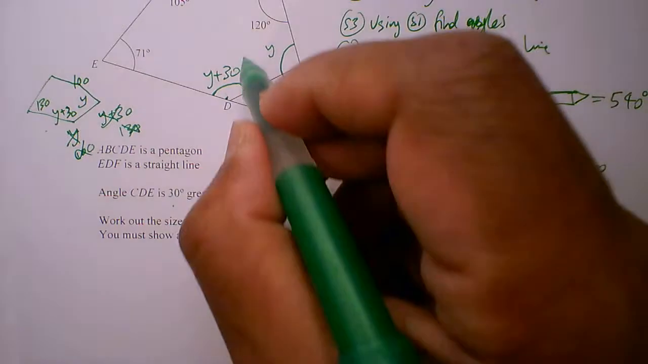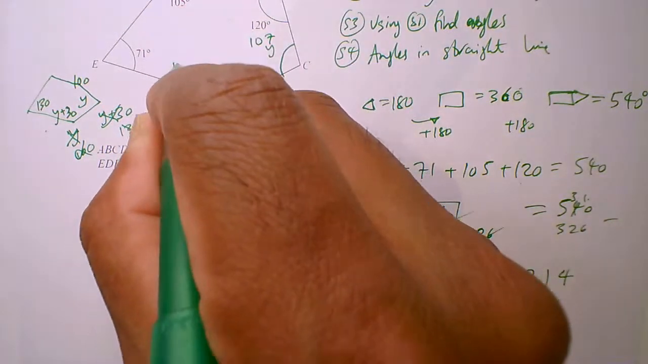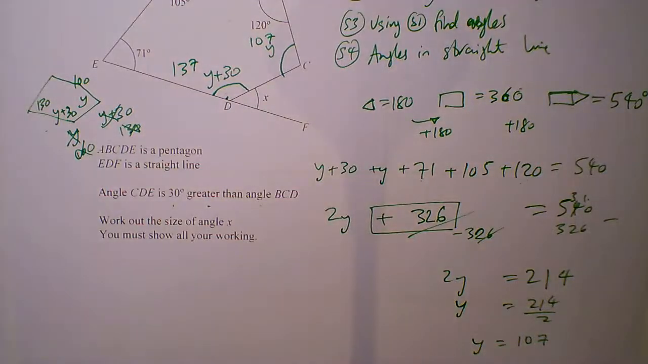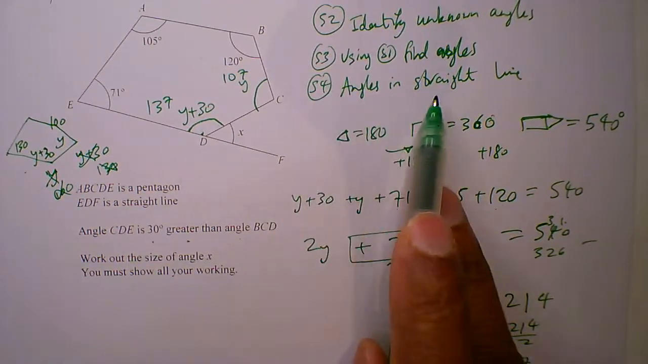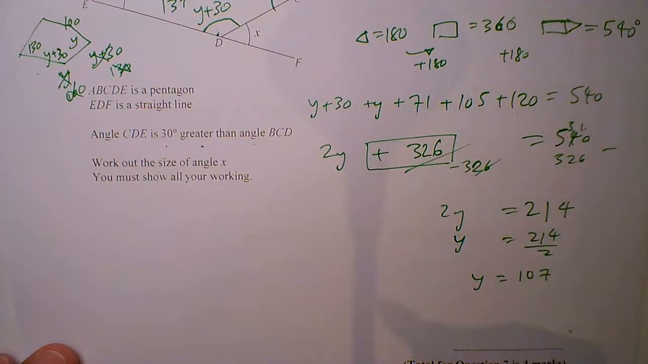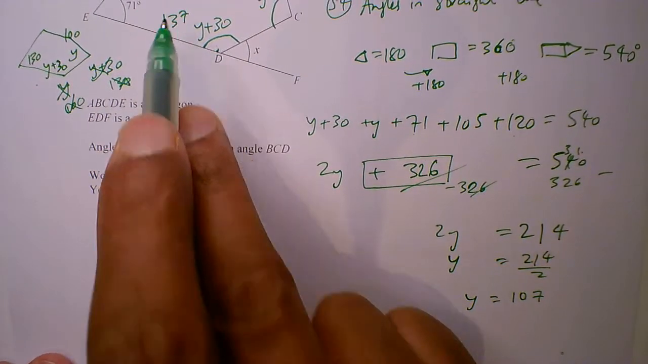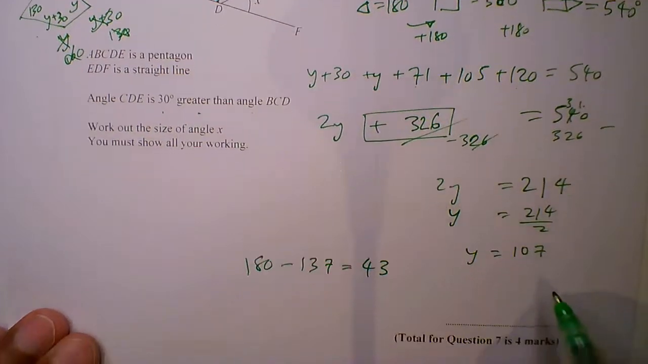So I need to put that in here. 107. And then I need to add another 30 there. So that's 137. And so now I've done my step 3. Now I need, using angles in a straight line, to do 180 minus 137. 180 take away 130 is 50, take away 7 is 43. So my final answer is 43.